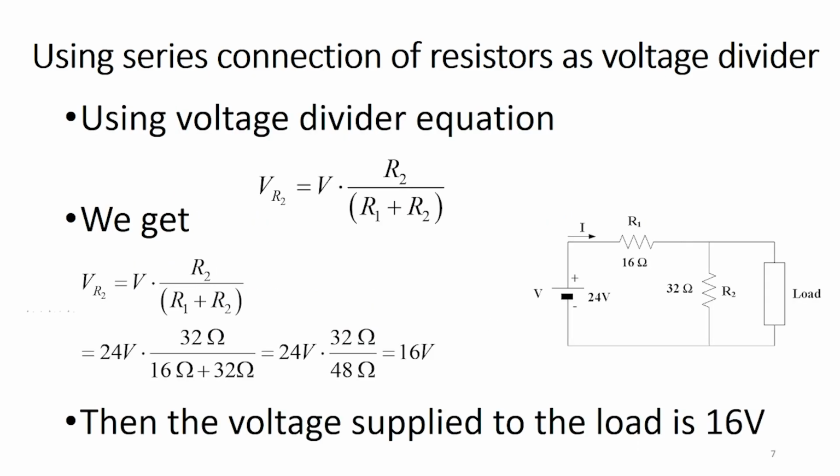Using voltage divider equation, VR2 equals V times R2 divided by R1 plus R2, we get that VR2, which is 24 volts, is multiplied by 32 ohms divided by 16 ohms plus 32 ohms, which gives 16 volts. Then the voltage supplied to the load is 16 volts out of 24 volts of the source voltage.